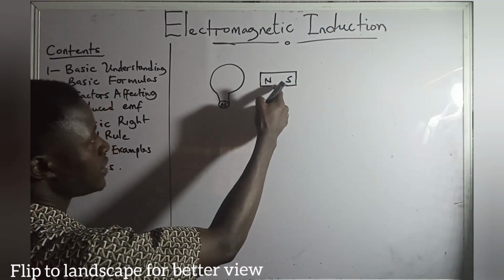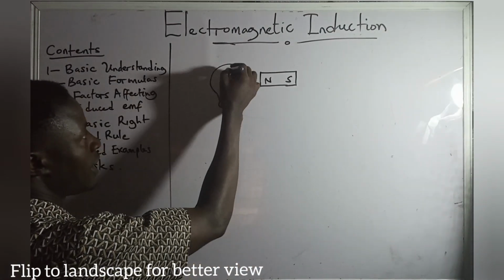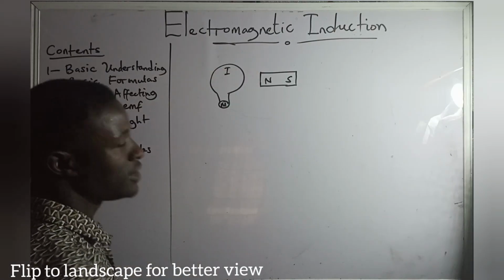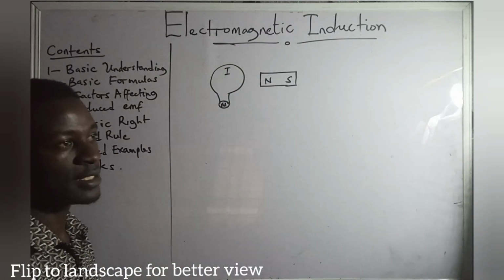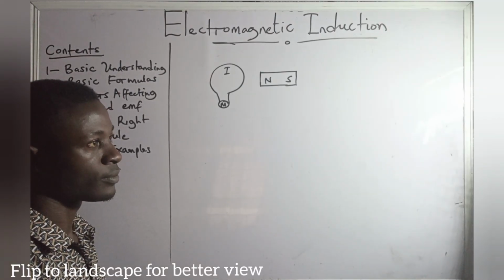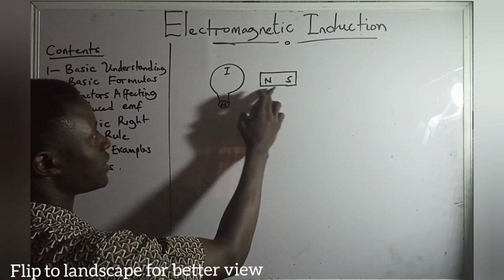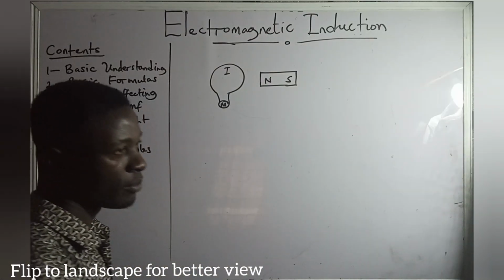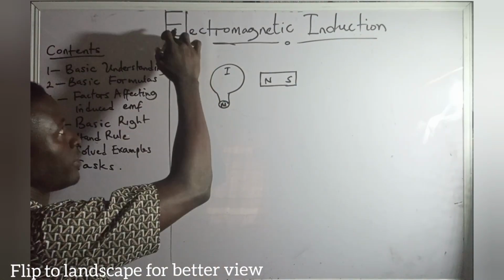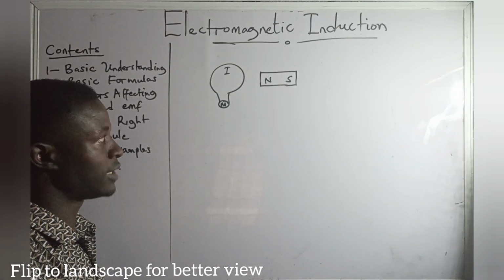If you move this bar magnet close to this coil of wire, an induced current is generated in that coil of wire. So the interaction of this magnetic field and the current that is generated is where this name is taken from: from electric, and magnetic from this magnetic field.